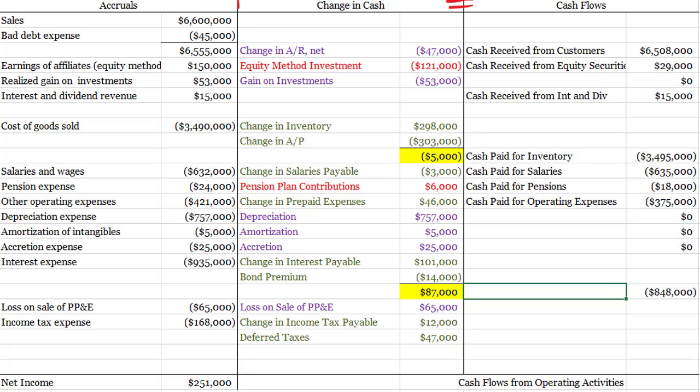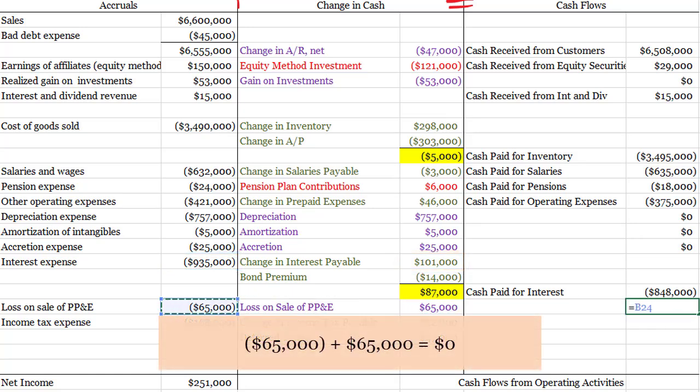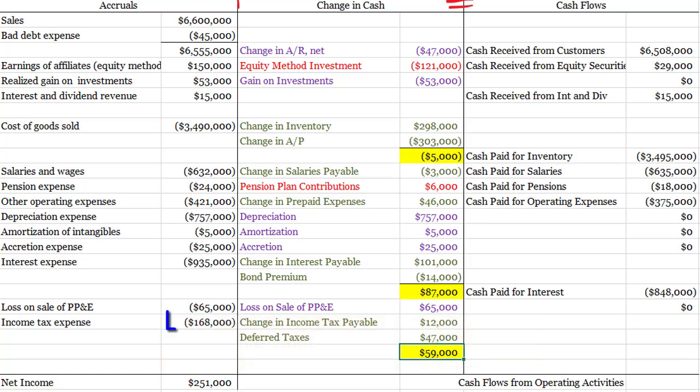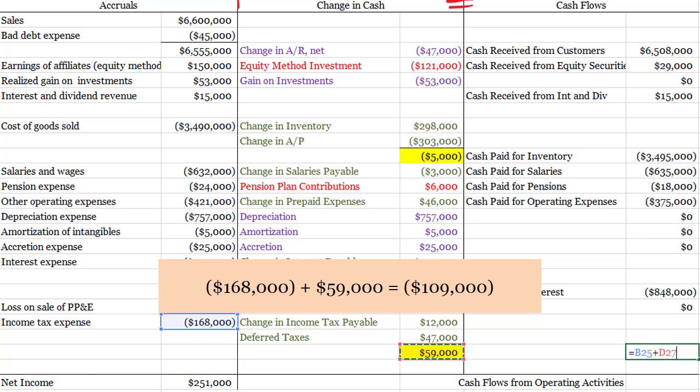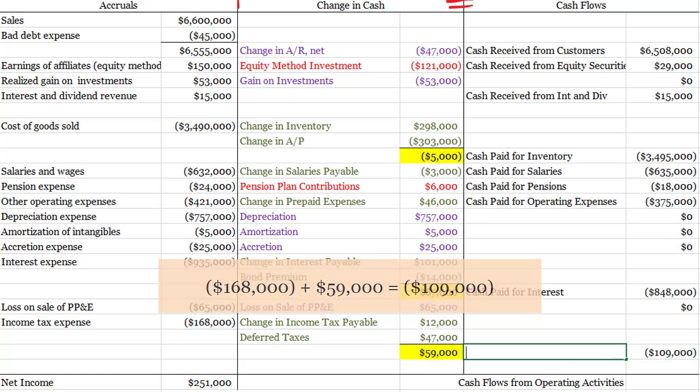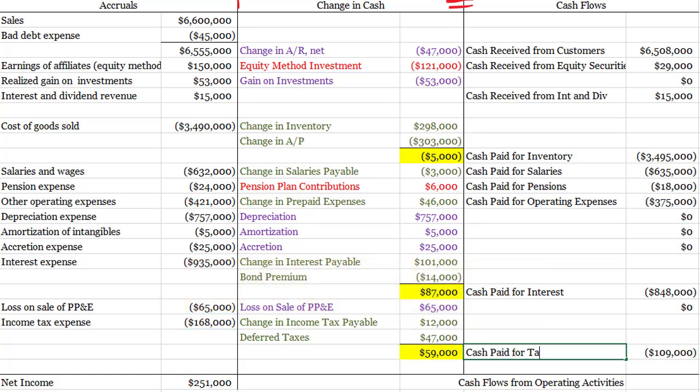And because of all the interest payable that accrued, I actually paid out a lot less than I thought I was going to have to, or than I accrued as interest expense, because a lot of it will be paid in future periods. Let's see. Loss on sale of PP&E goes away because I have the actual cash from the sale down below in investing. Income taxes have multiple adjustments, so we'll account for those. And get cash paid for taxes.